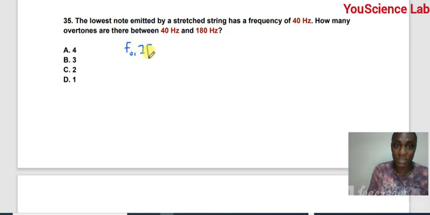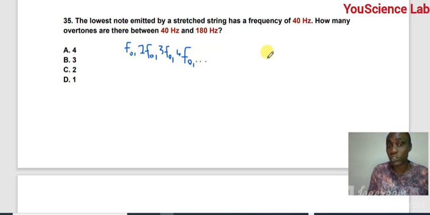2 F naught, 3 F naught, 4 F naught, and so on. So it continues like that. Now this is the first harmonic, this is the second; 2 F naught is the second harmonic and the first overtone. 3 F naught is the third harmonic and the second overtone.